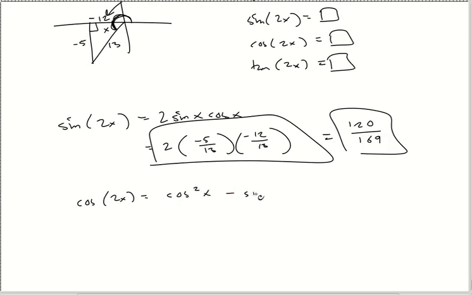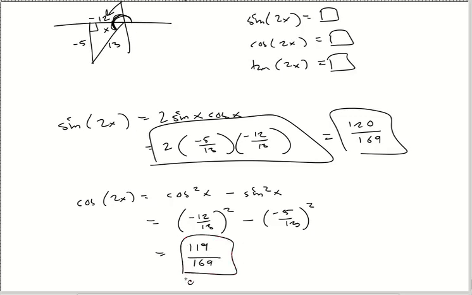Cosine squared, sine squared. We already know what the cosine is and we already know what the sine is from up above right there. I'm just replacing them again. It's a 13. And again, that should be good enough. Do some math. It's 119 over 169. Okay.